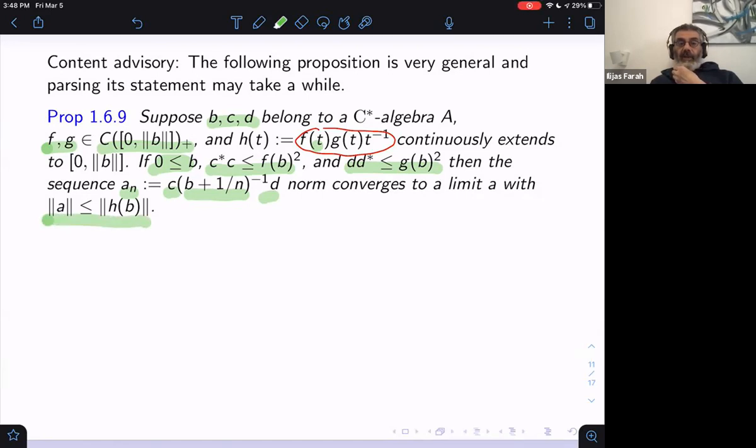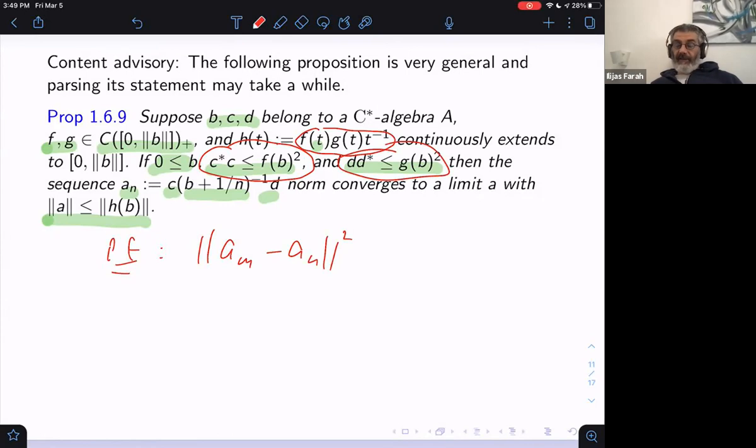Now, how does one prove that? As I said, I am not going to prove it, but essentially you want to estimate the norm of this, and you can say the norm of this squared by using exactly the same trick that we had before, but just flipping this around a few times by using the C star inequality. Basically, you need to use both of these assumptions, that C star C is less or equal than F of B squared and D star is less or equal than G of B squared.